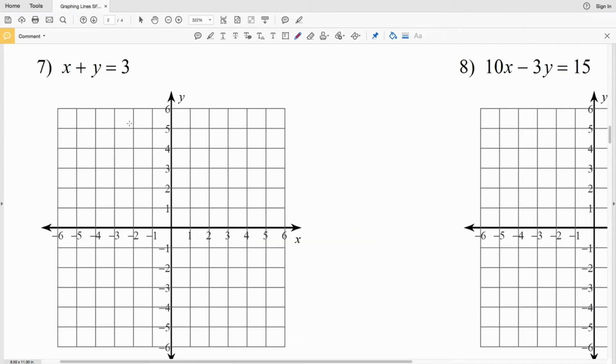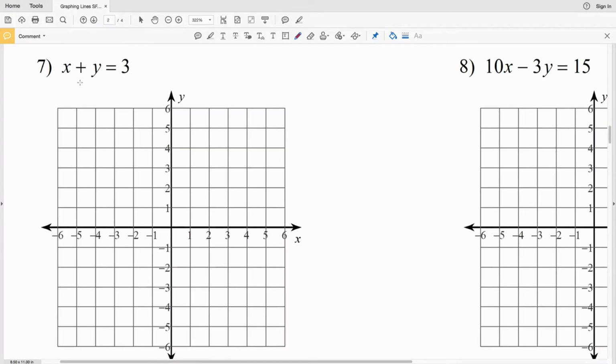In this video, we're continuing and finishing the graphing lines using standard form worksheet on the KutaSoftware website, and I'll leave a link in the description below so that you know how to access this free worksheet. We're simply graphing the line given the standard form of the equation. Standard form is ax plus by equals c.